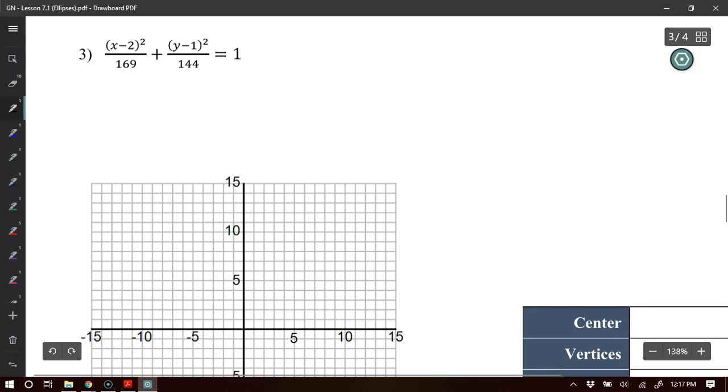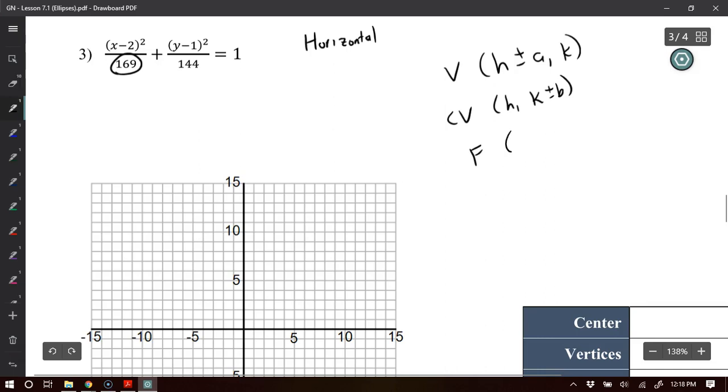First, horizontal or vertical. The largest denominator is under the x, so it is a horizontal ellipse. Now, this is important because it tells me where to focus with my formulas. The vertices are h plus or minus a comma k. The covertices are h comma k plus or minus b. And the foci are h plus or minus c comma k. I have my formula sheet. That's where I would be looking on those.